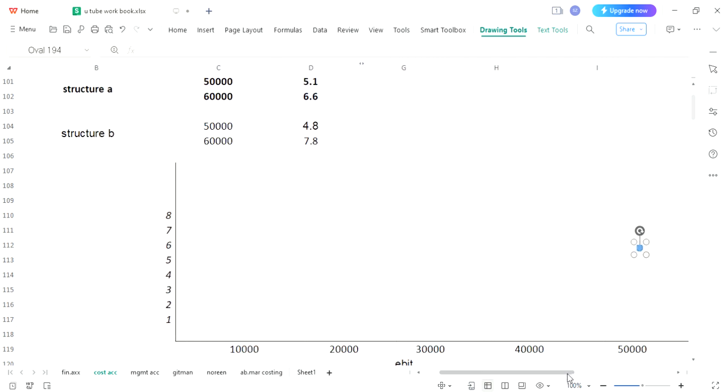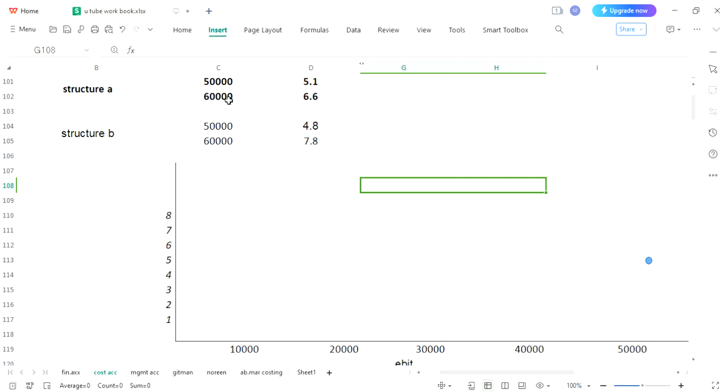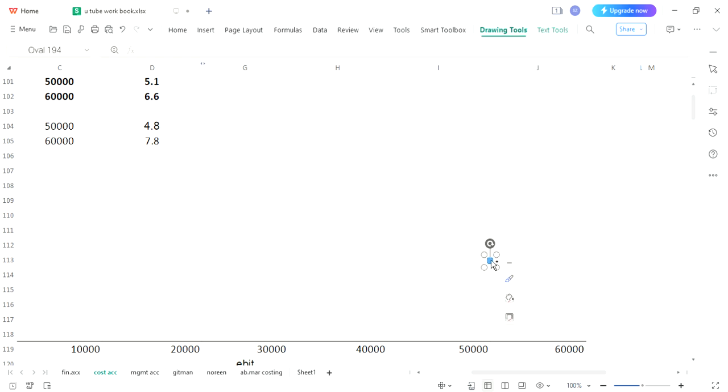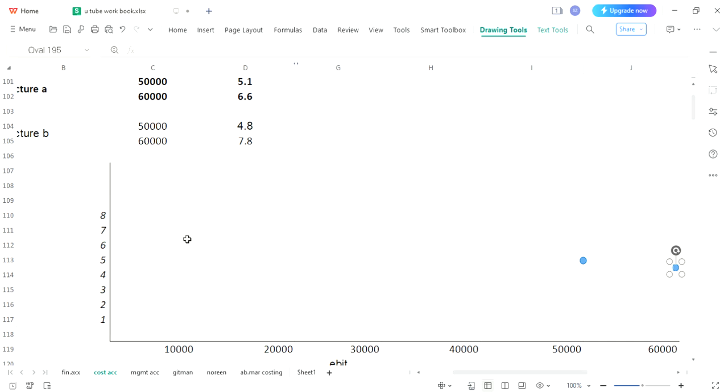This is your 50,000 EBIT and your EPS should be 5.1. Fifth line is here. Let's make it down and little up. You have got your first line. This is for structure A, and now for 60,000, 6.6. This is your 60,000 point. Let's come over here, and EPS is 6.6. To see your EPS, let's come down over here. 6.6. This line is for 6.